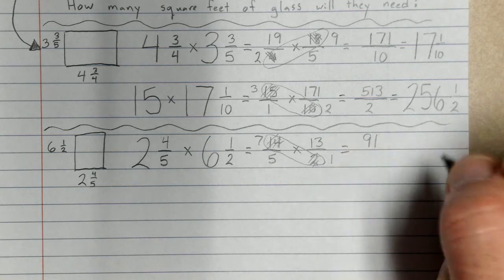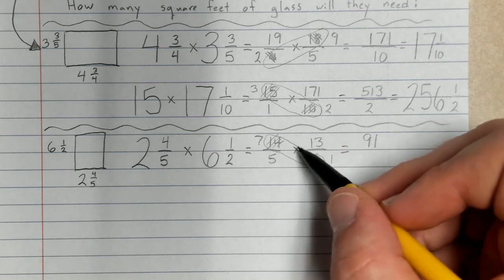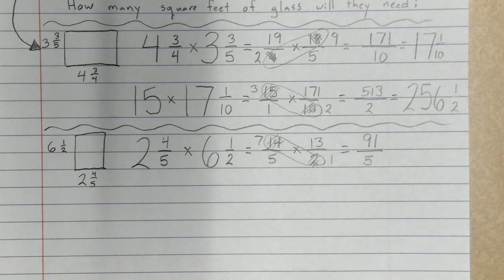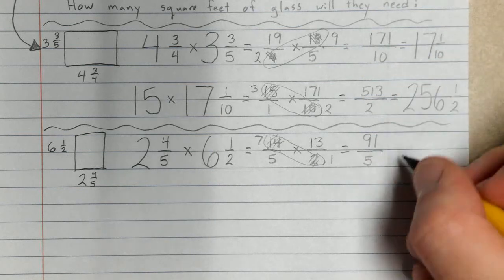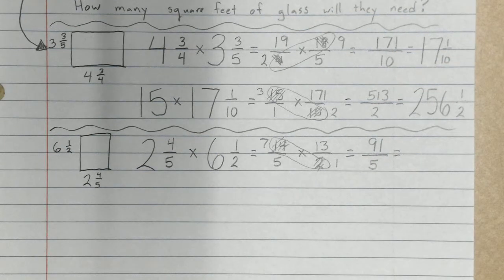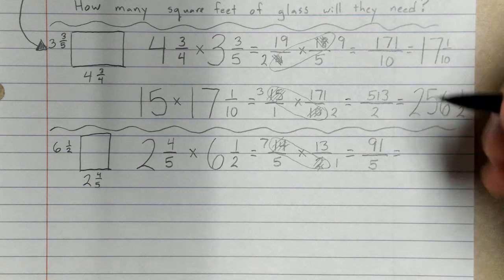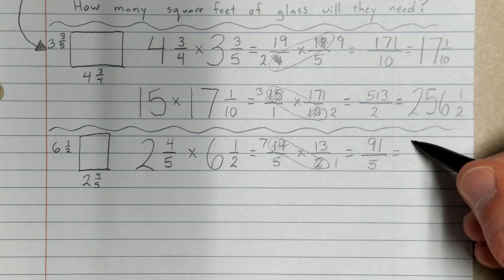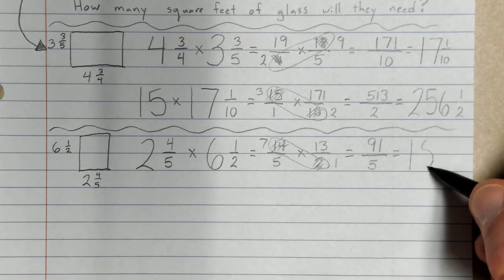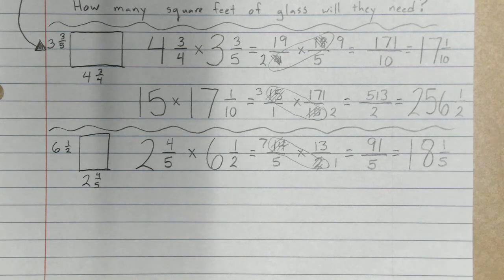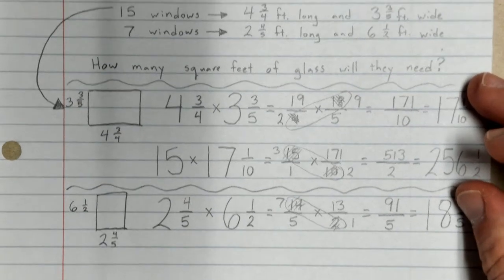Again, I know I'm going quickly through that part. 5 times 1 is 5. Once again, frankly, not necessary, but I like to turn it into the mixed number so that you can get a better idea. Right here, these windows, they're going to take 18 1/5 square feet of glass.